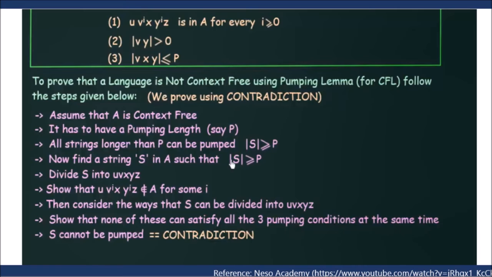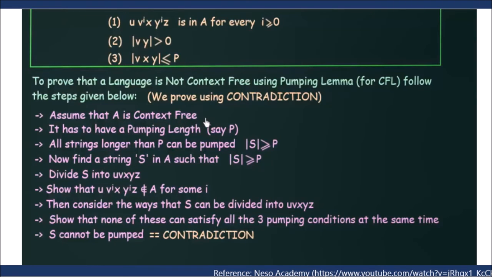So what are the 3 pumping conditions? These 3 conditions that we have read over here. So once you find all the ways in which S can be divided into these 5 parts, show that those divided parts cannot satisfy these 3 conditions of pumping lemma at the same time. So since it cannot satisfy all the 3 pumping conditions at the same time, S cannot be pumped, which is a contradiction to our assumption that A is a context-free language.